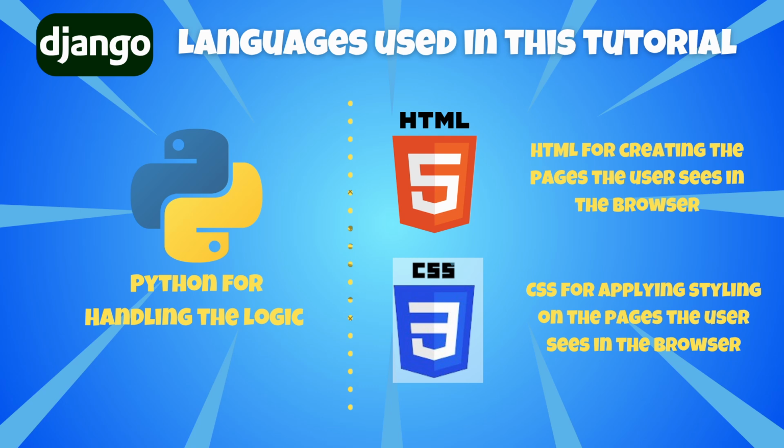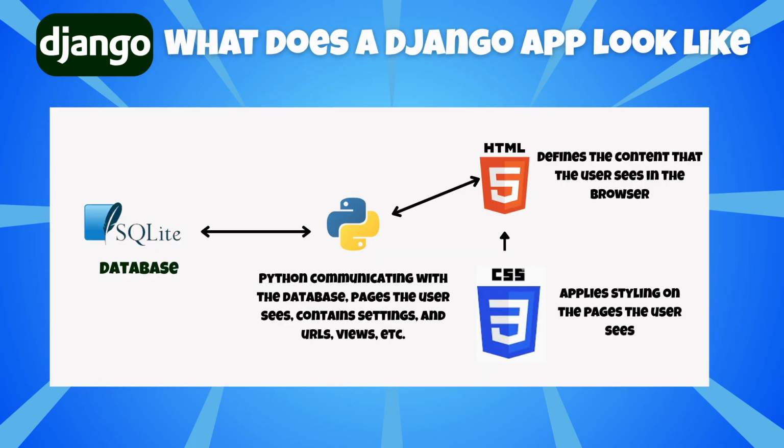But to create the web pages that your users see in the browser and to nicely style different components in our application, we will also use HTML and CSS, and I will also explain some of the basics of that in this series. So let's also briefly touch upon what a typical Django app looks like.